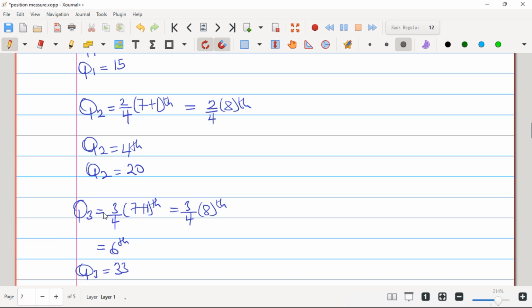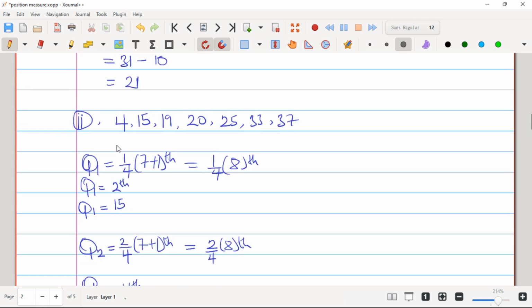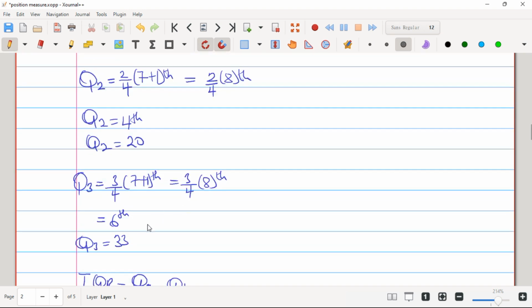So for Q3, we are going to get 3 divided by 4 times 7 plus 1 position, of which you are going to get 3 divided by 4 times what? 8 position. Right? This one will go in 2 times, so we are going to get 6. So the 6th position. Let's count. 1, 2, 3, 4, 5, 6. So the 33 is what? Our 6th position.